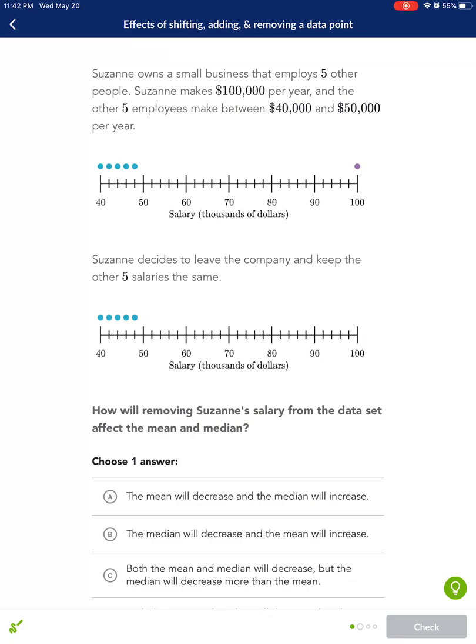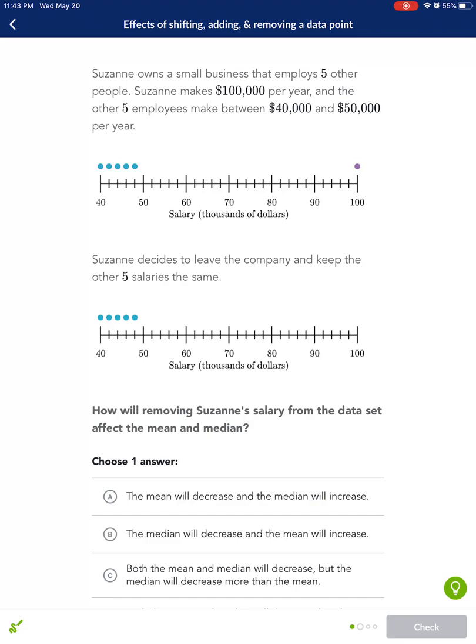Suzanne decides to leave the company and keep the other 5 salaries the same. How can you leave the company? If she left the company, she owns the company. She sold the company. And then these would not be her employees. But regardless, whatevs. Okay. Suzanne decides to leave the company and keep the other 5 salaries the same. I would have worded that: Suzanne left or sold the company, and the other people who work there, their salaries stayed the same, or something probably more eloquent than that.